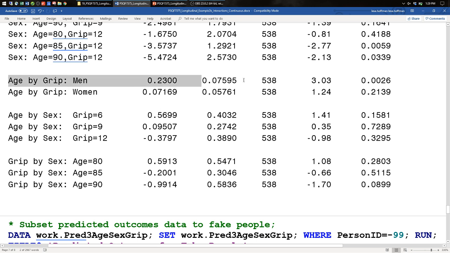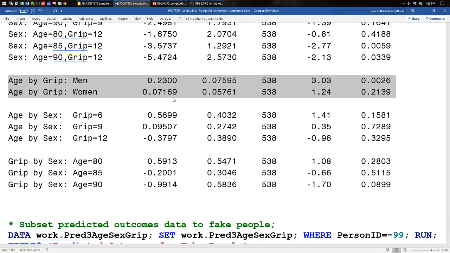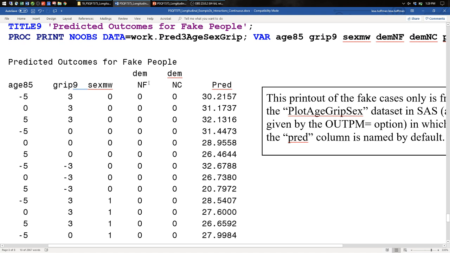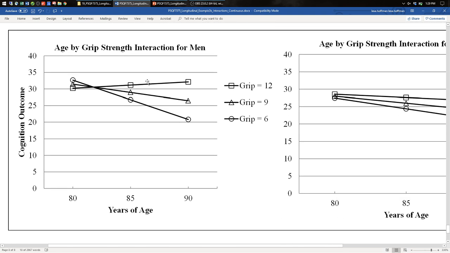And here are the two-way interactions that are conditional on the third variable. So age by grip, that interaction is reduced in women. Age by sex, that interaction is, I would say, less positive into negative as strength increases. That's the one that we just saw. Grip by sex is less positive into negative as age increases. And it will always be helpful to make a picture.